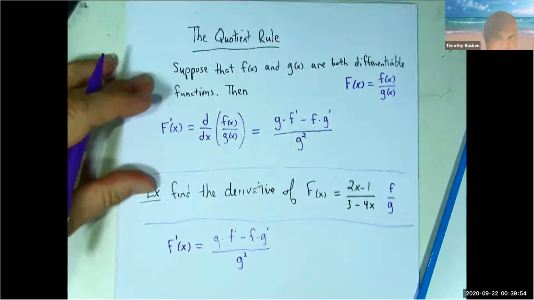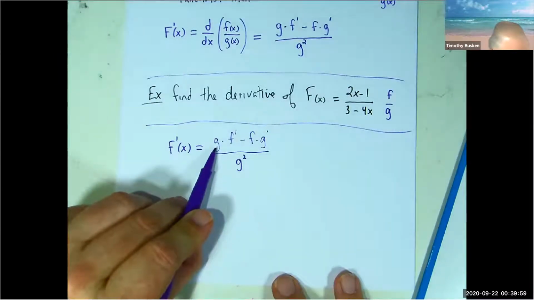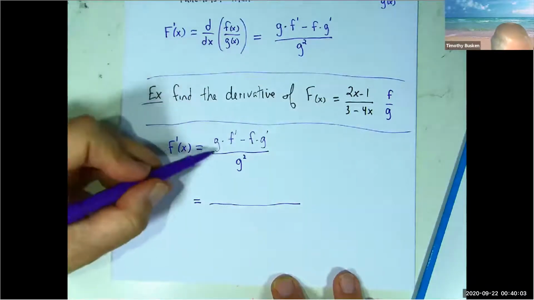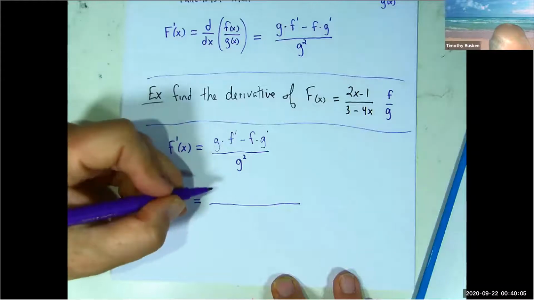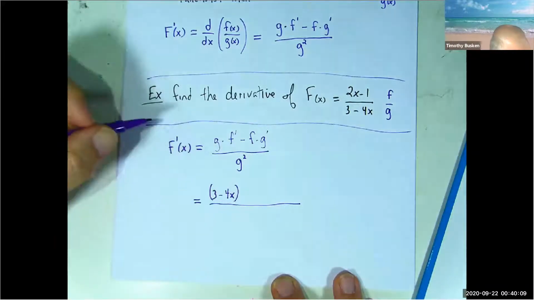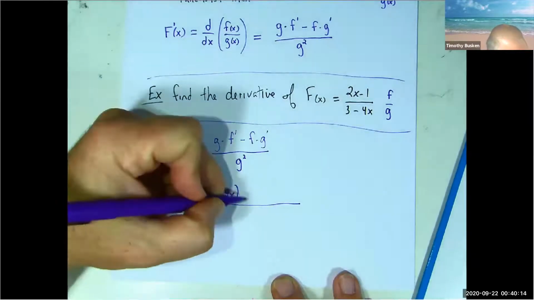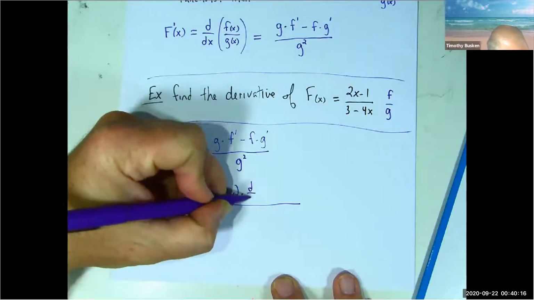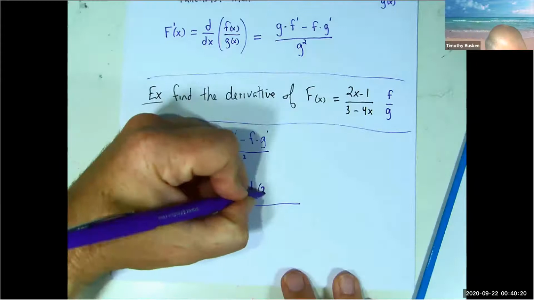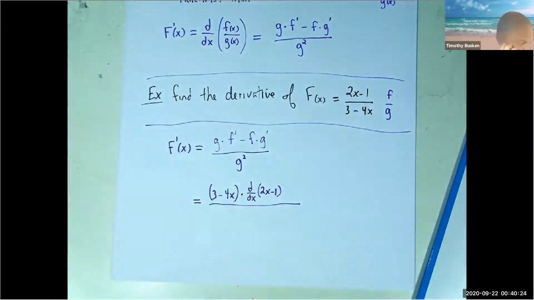So what would the setup of that look like? Well, let's do it a piece at a time. g is the first factor in the numerator, and that's just simply 3 minus 4x. And then times the derivative of f. So that is all times the derivative with respect to x of 2x minus 1. So that's g times f prime.